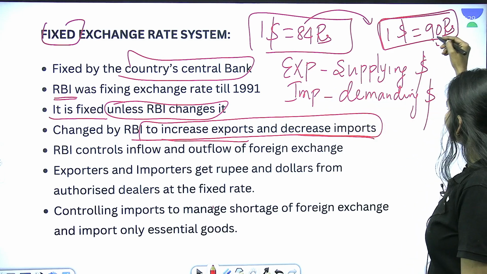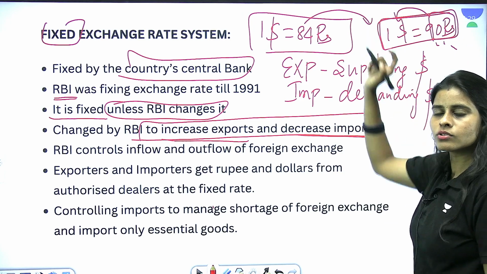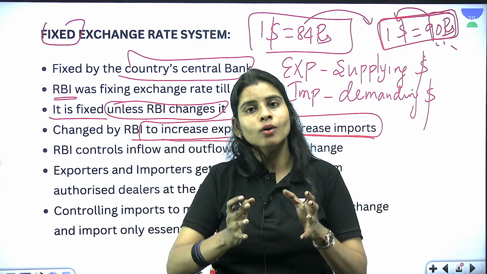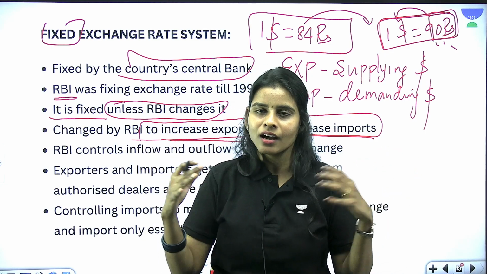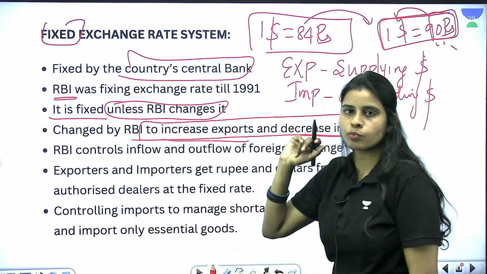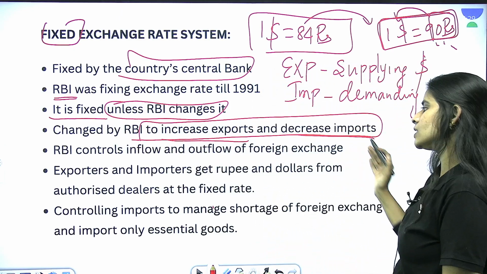But now I have to give 90 rupees to get $1 for purchasing imported goods. In that case, I will decrease my imports. Okay, so that is how the RBI is controlling the exports and the imports of the country. So this is the meaning of this point. It is changed by RBI to increase exports and decrease imports.